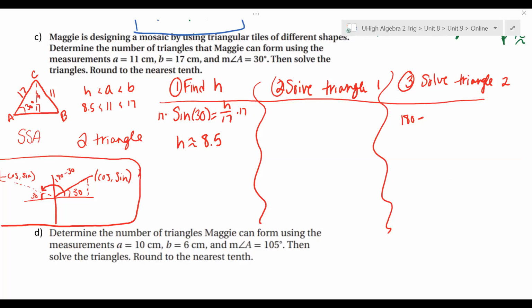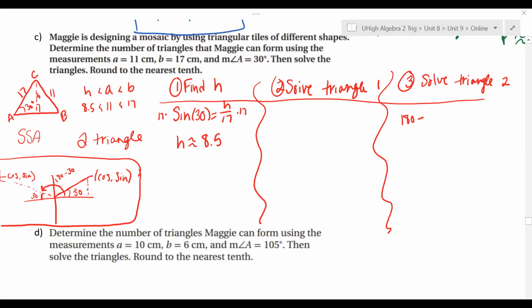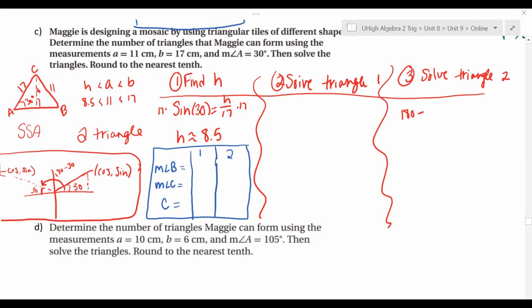So let's go ahead and, just like I said, solve this first triangle just like normal. So we're solving for the measure of angle B, the measure of angle C, and side length C. And we're doing triangle 1 and 2. So I'm just going to recreate that little box key that I created yesterday. But now I have this double box because I have 2 triangles that I'm looking for. So triangle 1, solving just like normal.